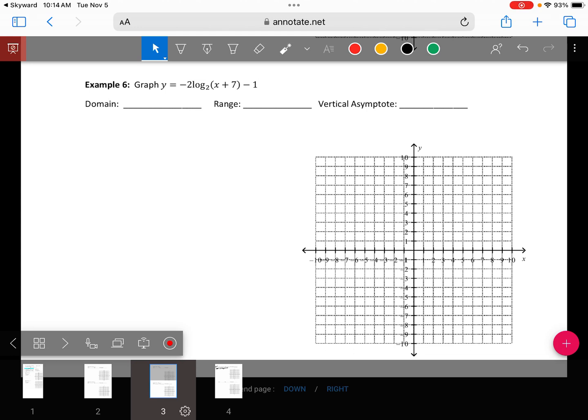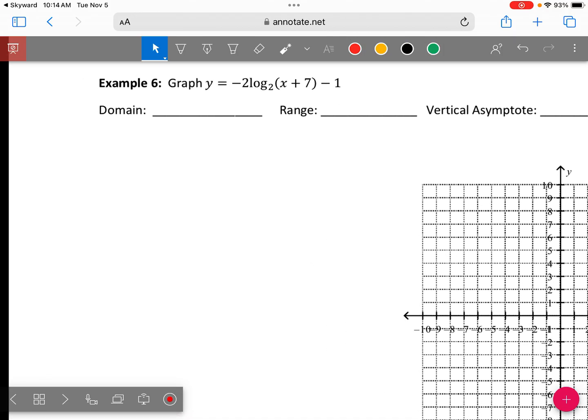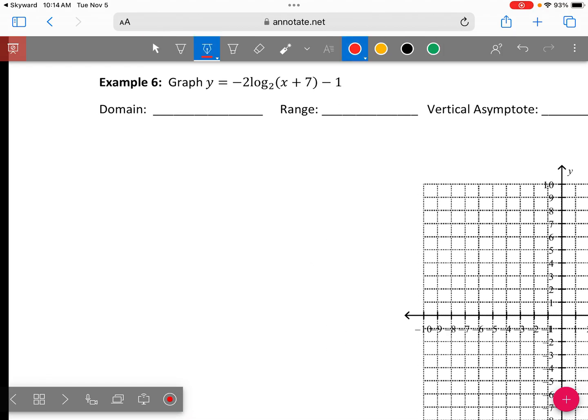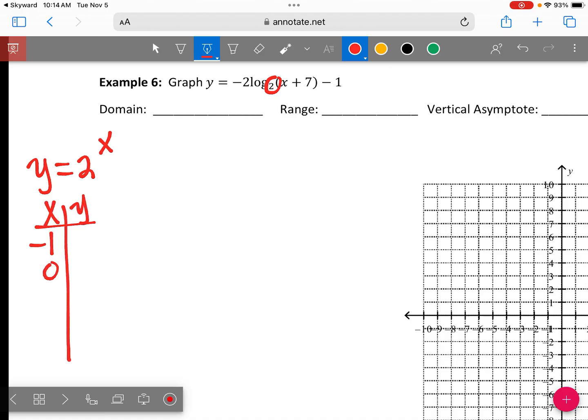y equals -2 log base 2, x plus 7 minus 1. So the first thing we need to do is identify the base. Because our base is 2, we're going to make our exponential table for y equals 2 to the power of x. So let's go ahead and make our table. And I'm just going to go to 3.